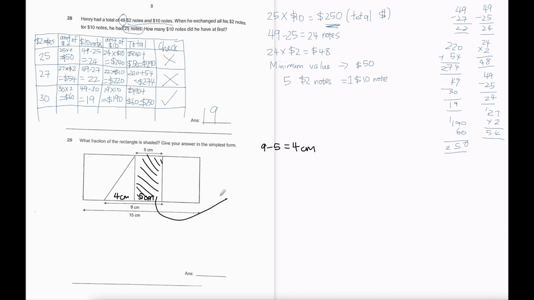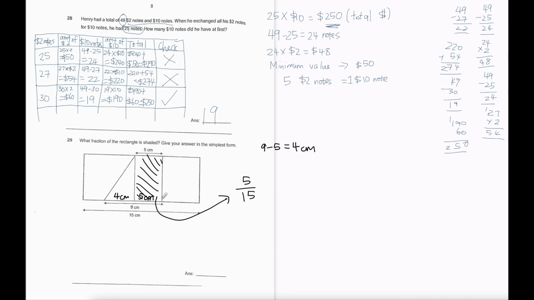It will be 5/15 because the total is 15 cm. So 5 out of 15 is shaded. Okay, can you see? So let me repeat. This is 5 cm, right? And the total length of the big rectangle is 15 cm. So this means that 5 cm out of 15 cm is shaded.